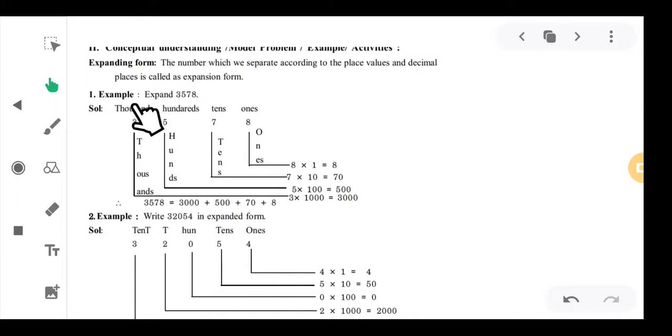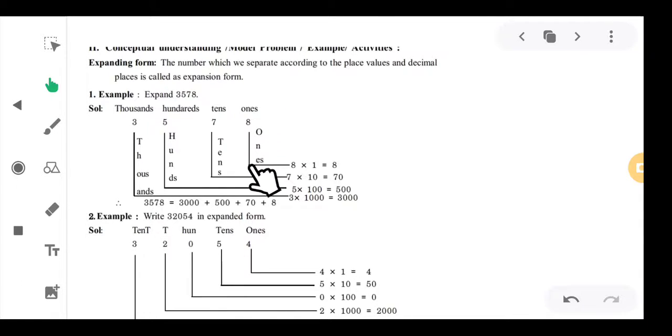For example, here there is a number 3578. The question is to expand 3578. So first of all we have to know the places of these numbers. 3 is in thousands place, 5 is in hundreds place, 7 is in tens place, and 8 is in ones place.